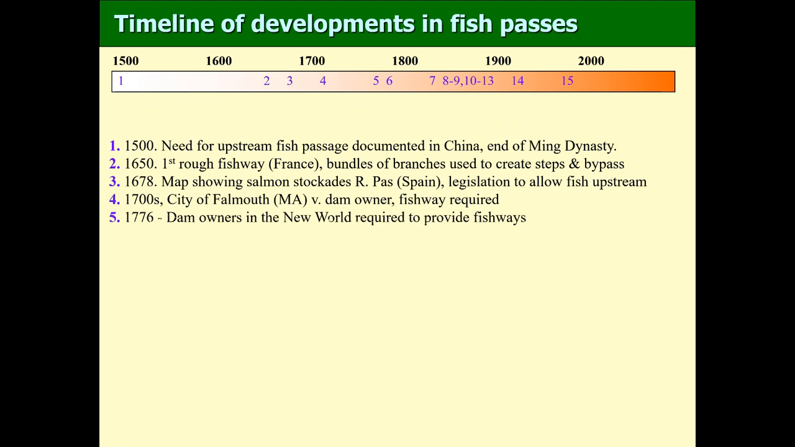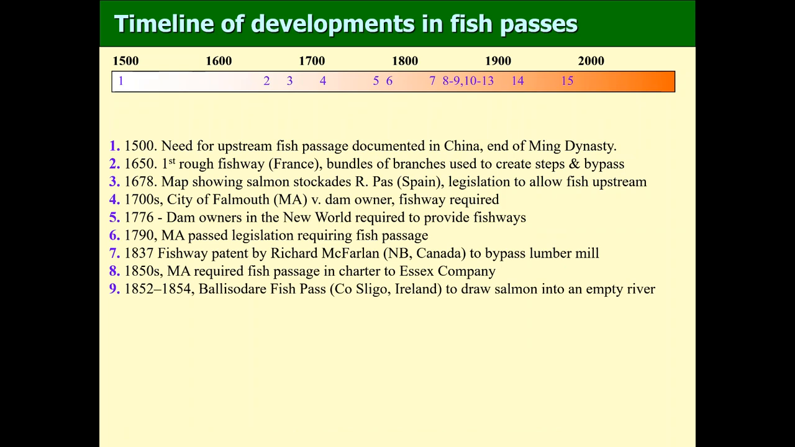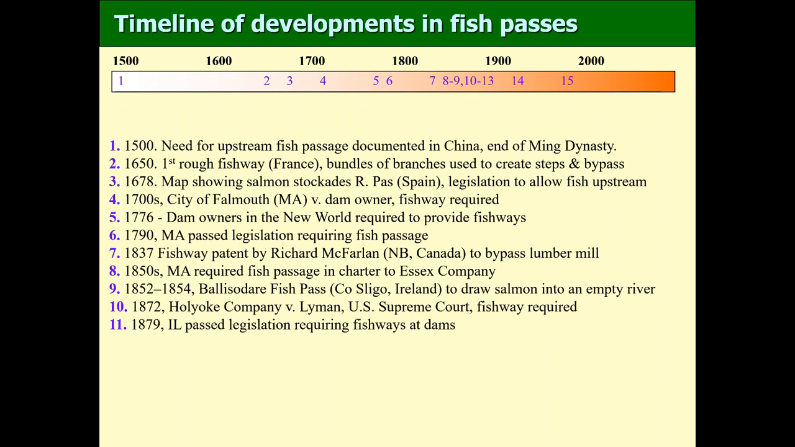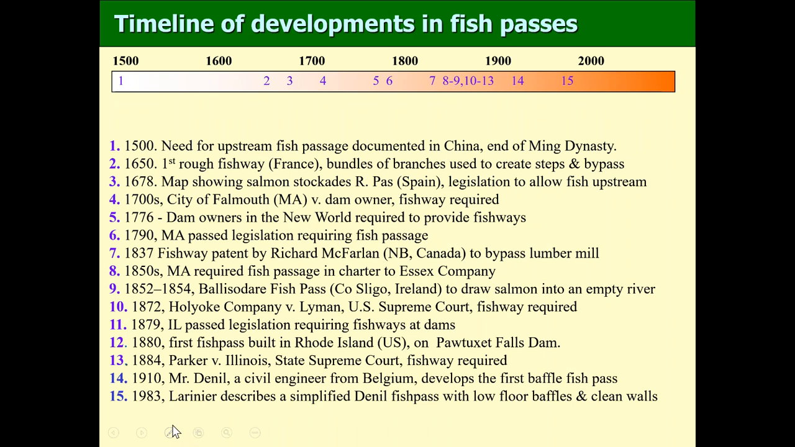In 1700, in the city of Falmouth, there was a litigation against the owner of a dam, and a fishway was required. In 1790, the state of Massachusetts passed legislation requiring fish passage. In 1837, as you can see there, a fishway patent was filed by Richard McFarland of New Brunswick in Canada to bypass a lumber mill. And it's only recently that perhaps the more advanced fish passes were actually designed.